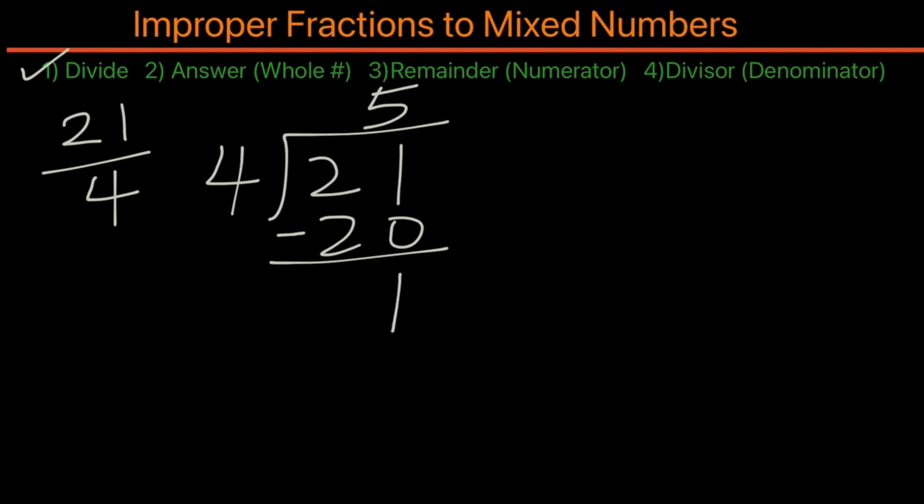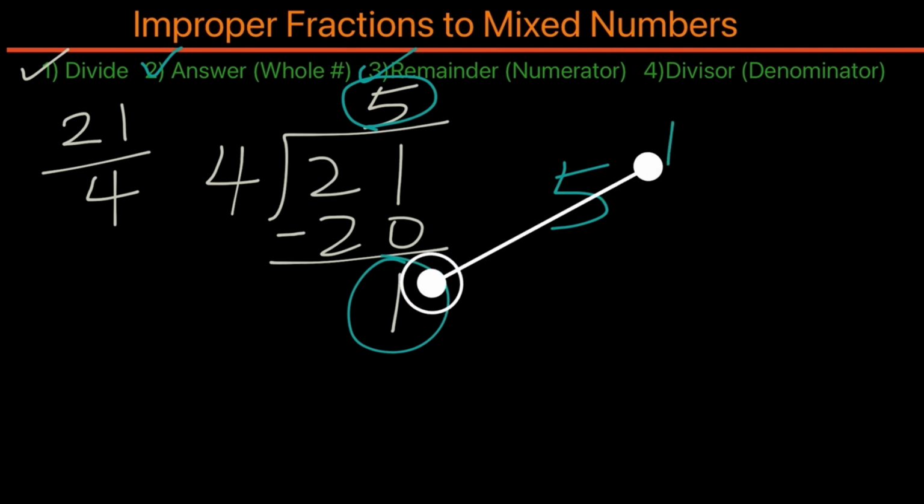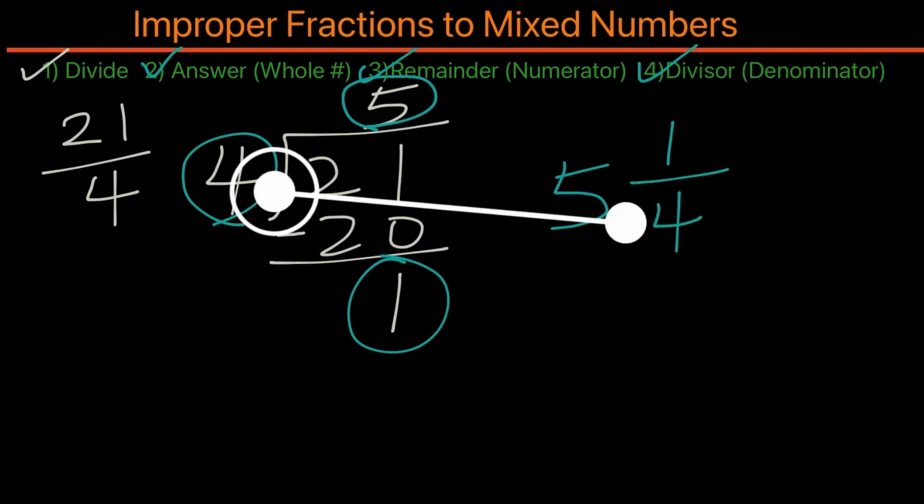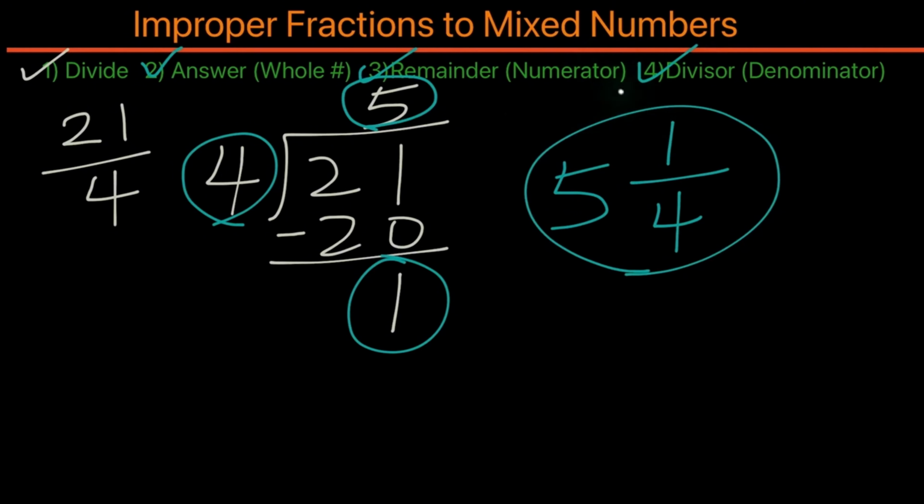Now, how do we convert this to a mixed number? The answer that we got, 5, this would be the whole number. So we will place it like so. The remainder here would be the numerator. And the divisor, 4, would be the denominator. So this would be our answer for the mixed number.